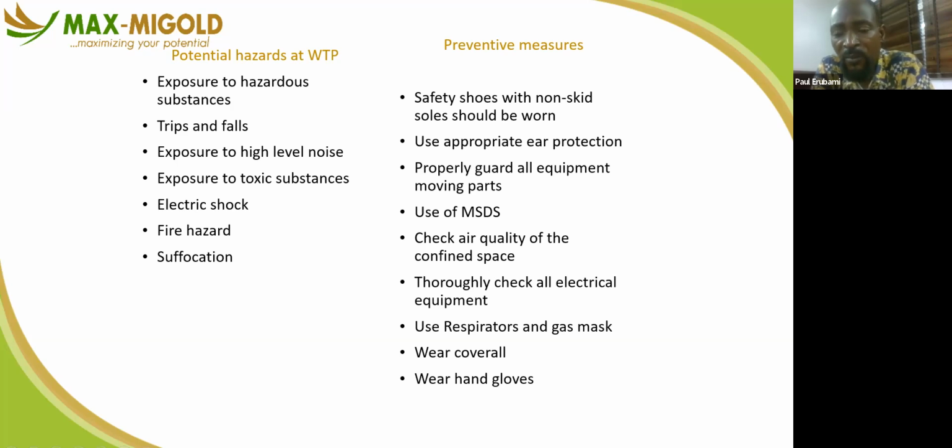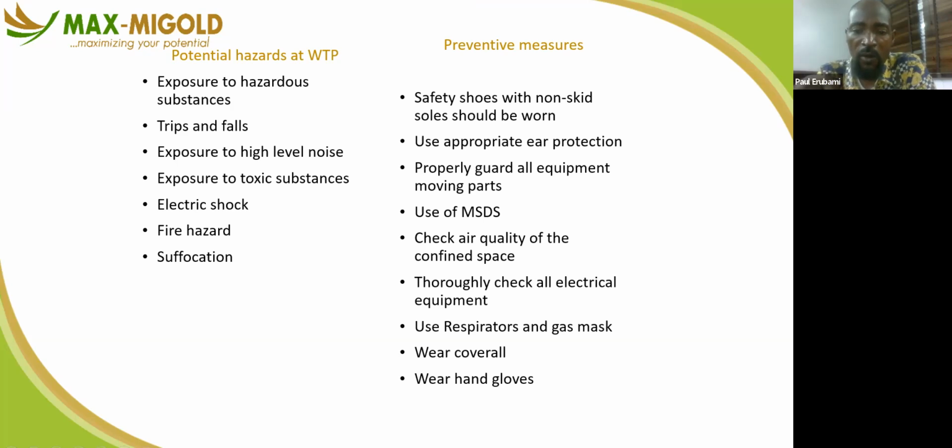Then what are the preventive measures you can use? Safety shoes with non-skid soles should be worn. Use appropriate ear protection. Properly guard all equipment moving parts. Use your MSDS. I've forgotten the meaning of that, but I know it's the manufacturer safety data sheet. Your MSDS is the manufacturer safety data sheet.